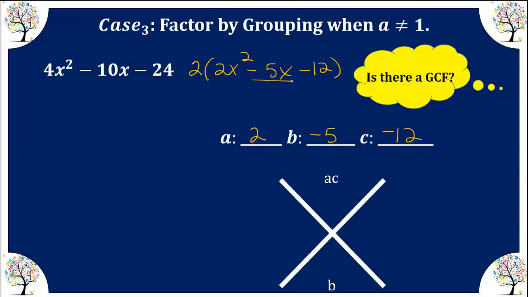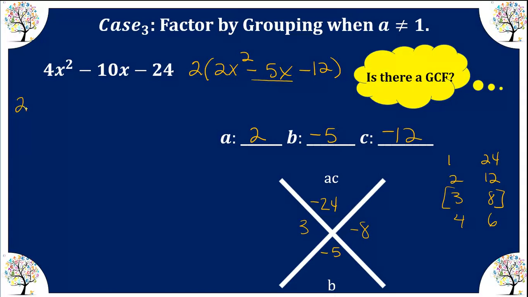Again, we're trying to rewrite this linear term into two terms. A times c gives us negative 24. Our b value is negative 5. We have 1 and 24, 2 and 12, 3 and 8, and 4 and 6. What combination could possibly give us a negative 5? And of course, we know one of the numbers needs to be negative because our product is negative. So it looks like this combination here, and we're going to let 8 be negative because we have a negative sum. That's how we're going to rewrite the middle term.